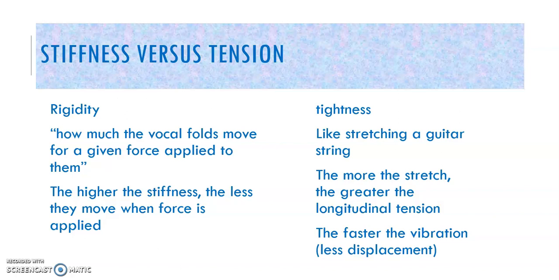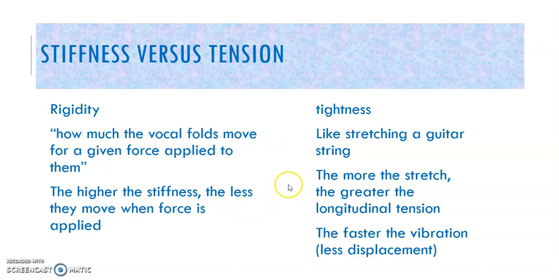So the chiffon is not very rigid. It has quite a bit of amenability; it will move easily, whereas something like corduroy is not going to move as easily. That would be a more rigid fabric in this case, but we're talking about vocal folds now, so how much they move when a force is applied. The higher the stiffness, the less they move when force is applied. So if you have stiff vocal folds, that's going to affect the quality of your voice.